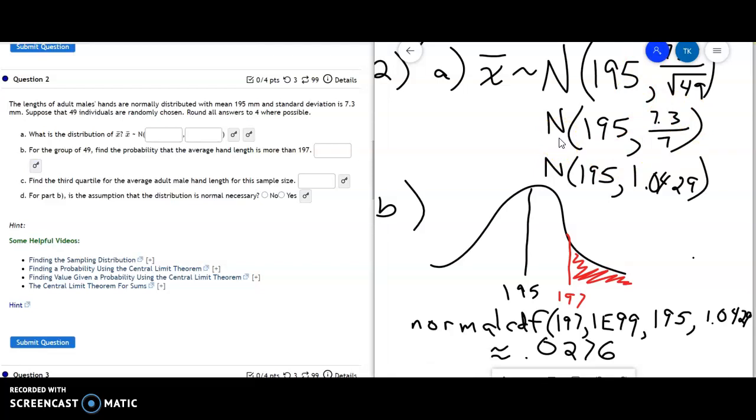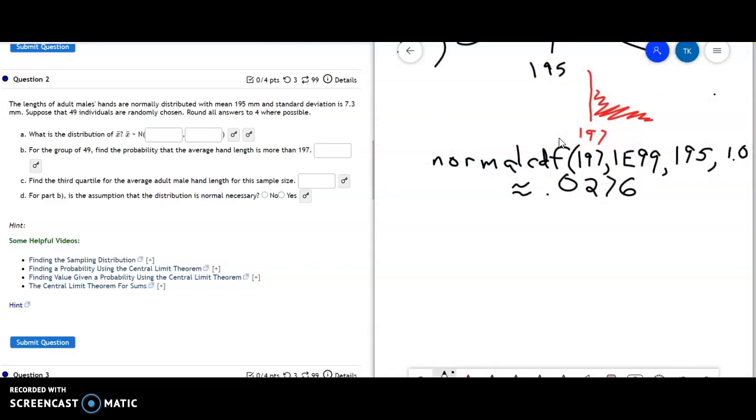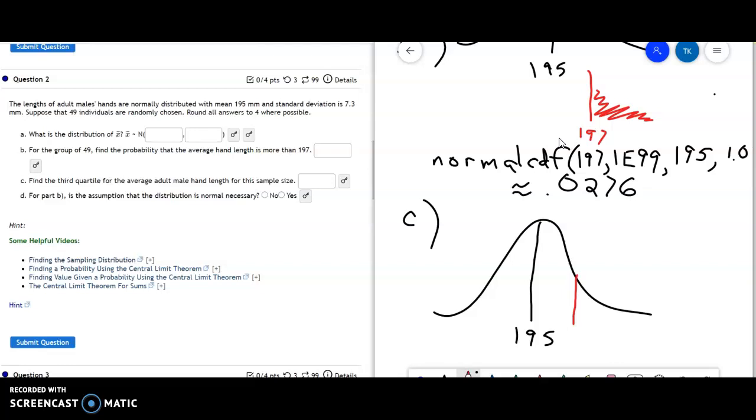And then part C. Find the third quartile for the average adult male hand length for this sample size. So third quartile, we're talking about the 75th percentile. I know 195 is my average, and I want to find this number such that we're looking at a 75th percentile.